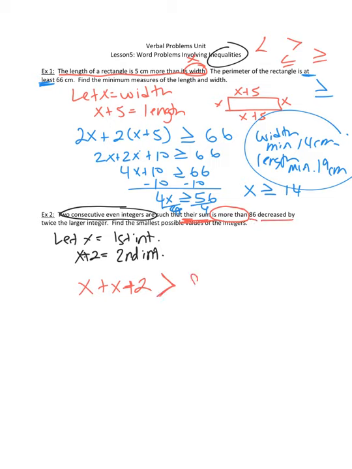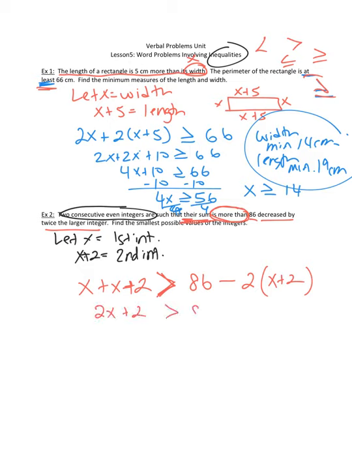86 decreased by goes like this. It's not less than where you subtract at the end. It's in that order. 86 decreased by, minus, and then twice the larger integer. So 2 times, and in the parentheses, I'm going to put in the larger integer, which is x plus 2. So some inequalities will use words like at least, which is greater than or equal to. This one says is more than, or it might say is less than, and you just use greater than or less than.